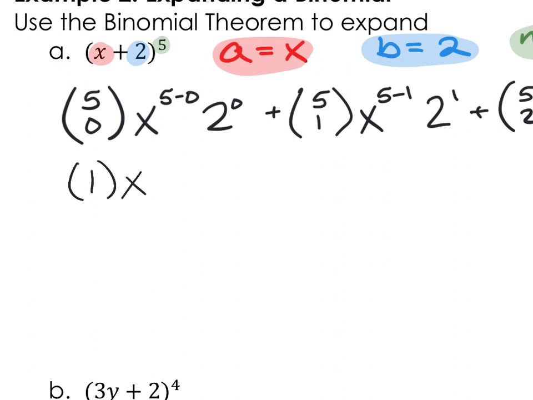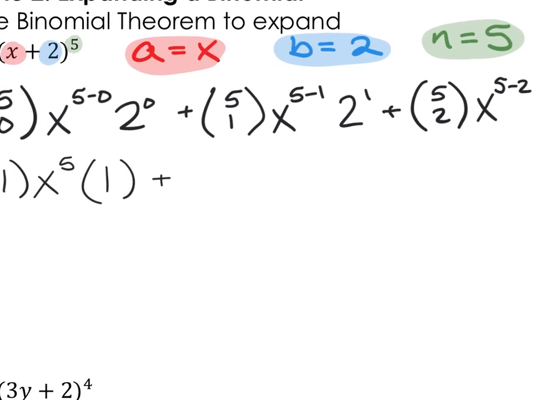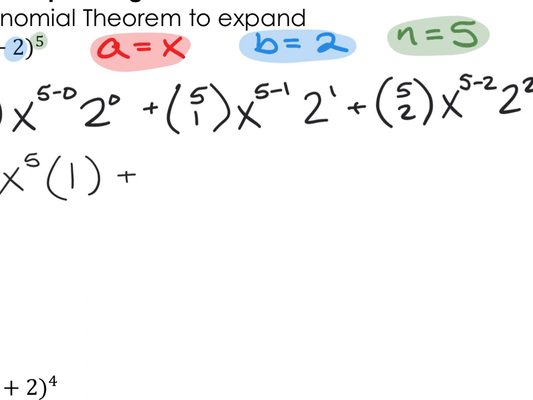What is 5 minus 0? Okay, yeah, 5. And then we have 2 to the 0. What's anything to the 0 power? 1. Okay, we've simplified the first term. We move to the second term. We do 5 choose 1. Again, that's a calculator question for us. 5 factorial over 1 factorial times 5 minus 1 factorial. So for 5 choose 1, we get 5. X to the 5 minus 1 is x to the 4th. 2 to the first power is 2.